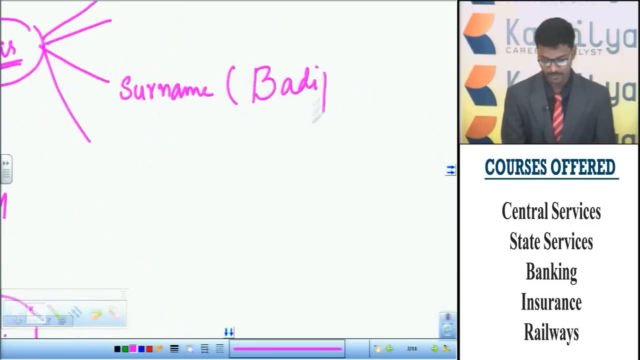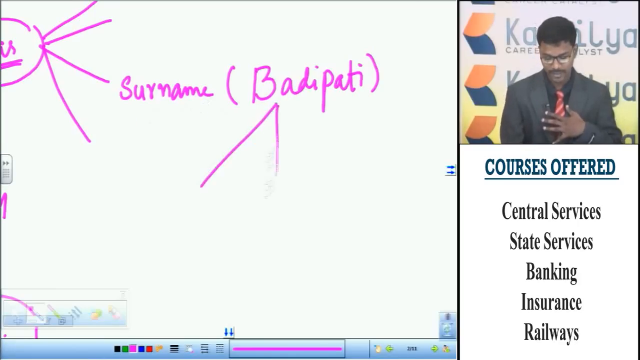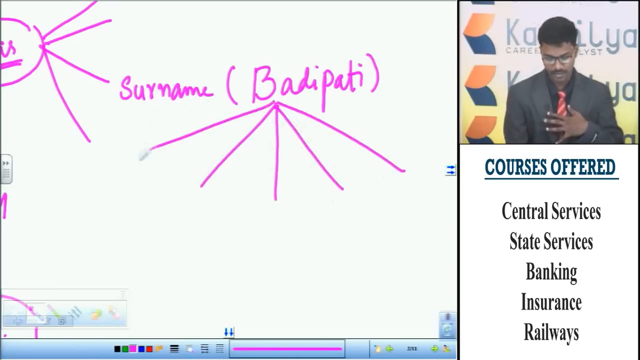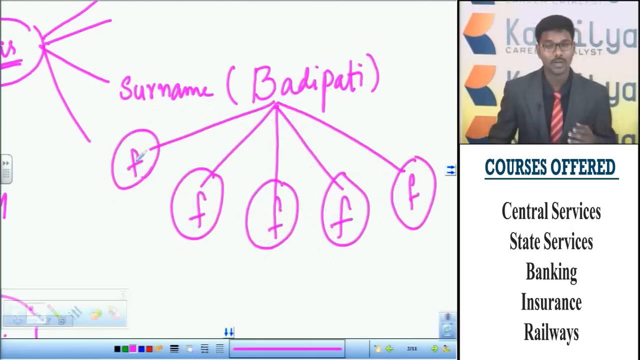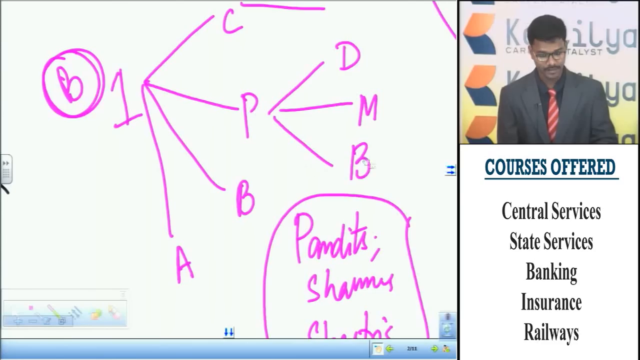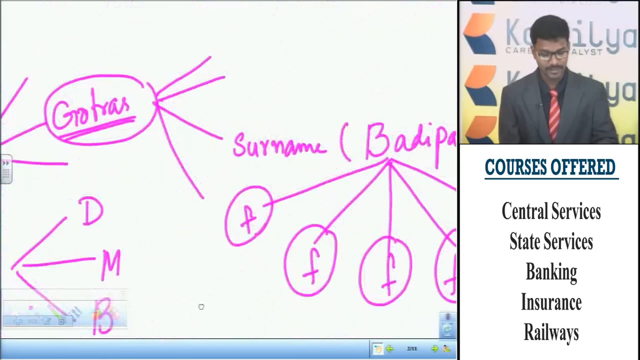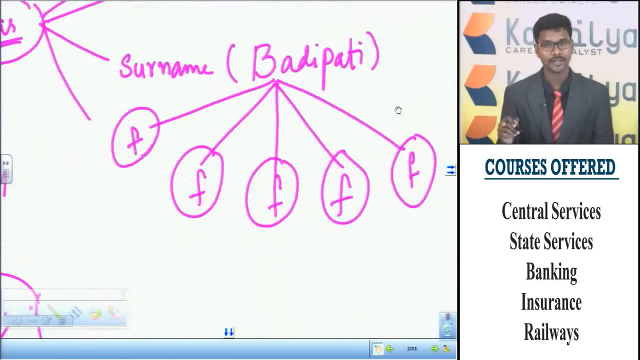With this surname Badipati, there is no guarantee that with my surname I have only one family of mine. There might be various families residing in various places. So each is a family. Taking up the setup, first it is the castes, then the subcastes, then the gotras, then the surnames, and then the individual families.